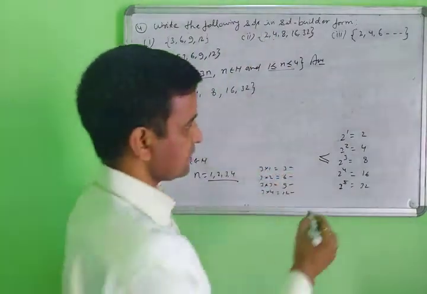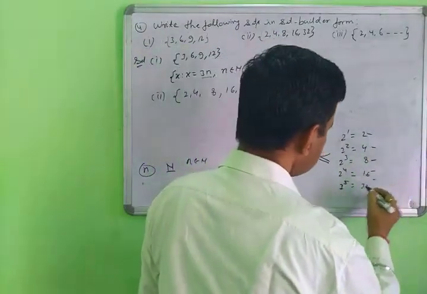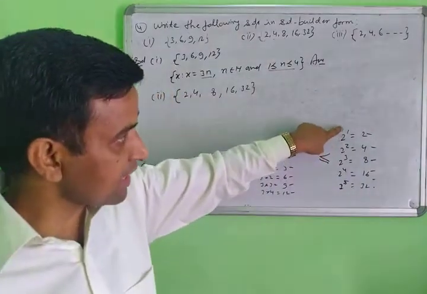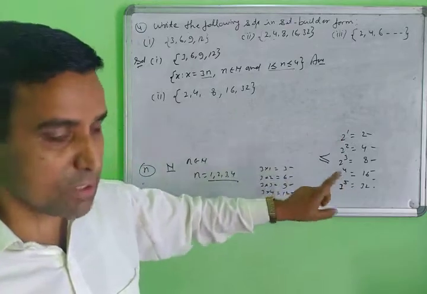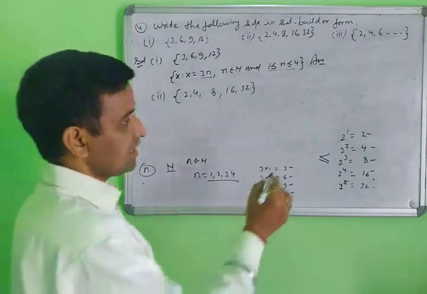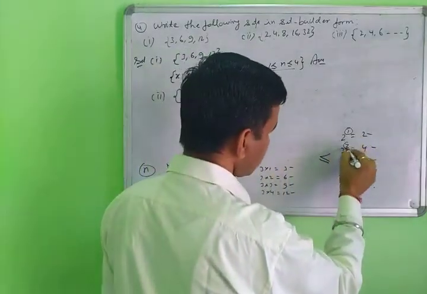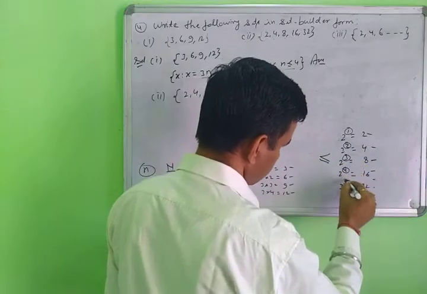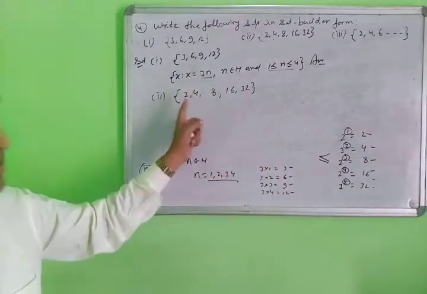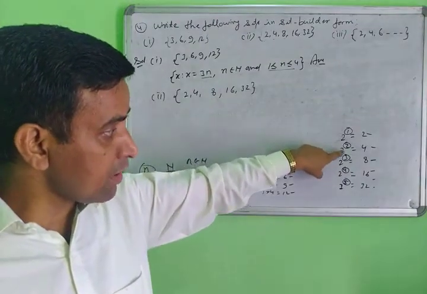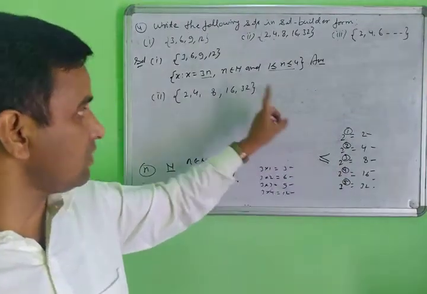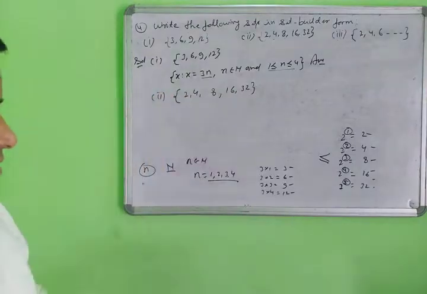So when you put these exponents, they are natural numbers: exponent 1, 2, 3, 4, 5 are natural numbers. It means when you write the natural number in the exponent form, then you will get the value of these elements. Now look here.